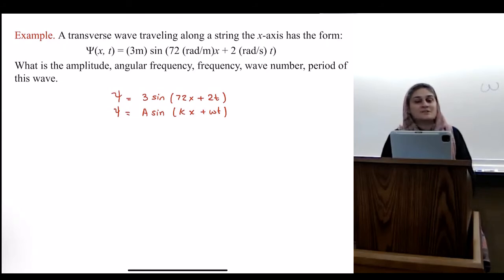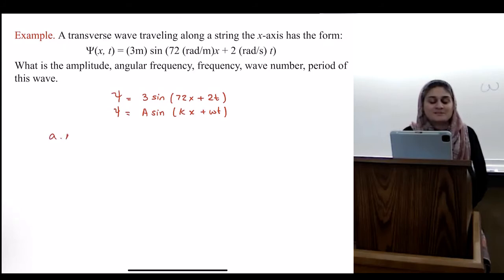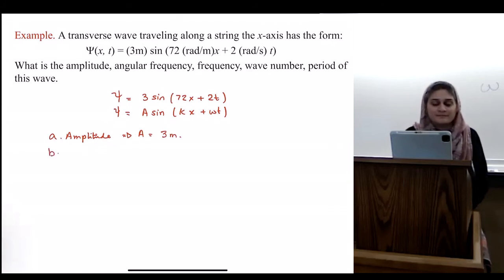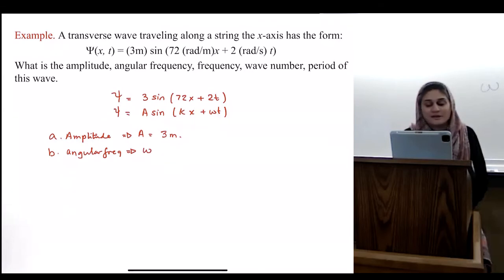Now let's discuss the questions that they're asking. So number one, it asks me for amplitude. I know my amplitude is A equals, somebody said 3? Yes. Number B, angular frequency. And what did we say angular frequency symbol was? Omega. Do you see omega? The correlation? What would it be? 2 radians per second.